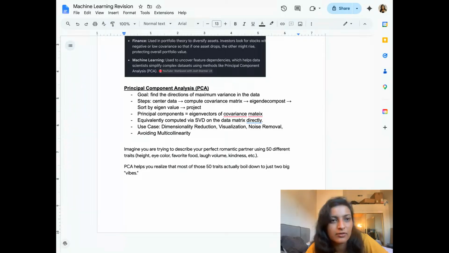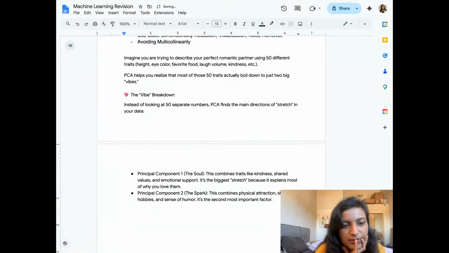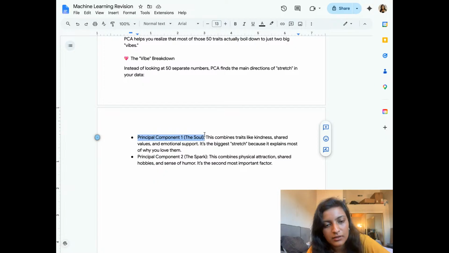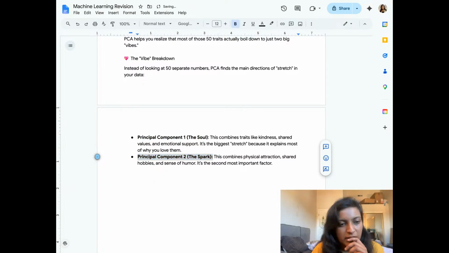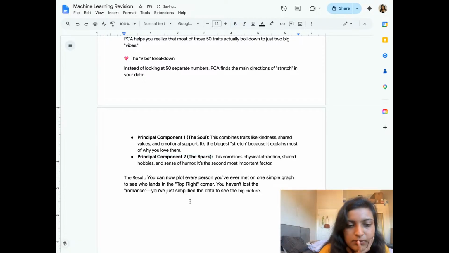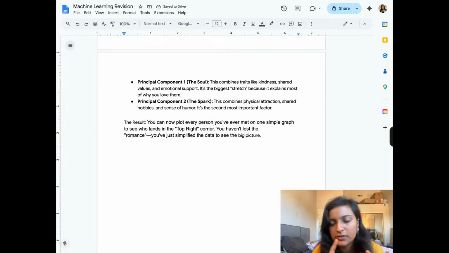Nice, interesting. Okay, this is what it says. So we have PC1 and then PC2. What else? So now we have just a simple 2D map. You can now plot every person and simplify the data to see the big picture. So it is used for dimensionality reduction, visualization, noise removal, and avoiding multicollinearity.